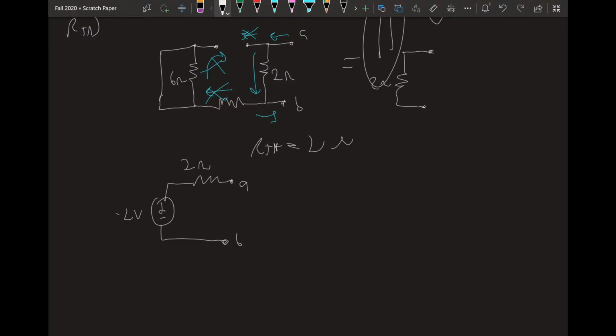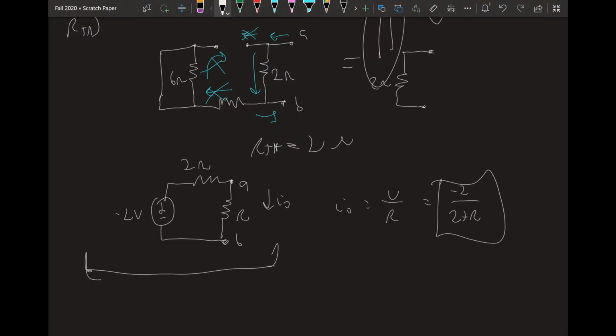That's the Thevenin equivalent. But the question was asking for what was the current I/O across any resistance R. So let's place it back in. Let's say, okay, now we have a load, resistor R. And I/O was here. I/O is equal to V, the voltage across R, over R. And this is equal to the total voltage, which is negative 2, over the total resistance, which is 2 plus R. So our answer is for any resistance R, the current I/O is negative 2 over 2 plus R, which we found by using the Thevenin equivalent across the terminals of that resistor to make it easier.